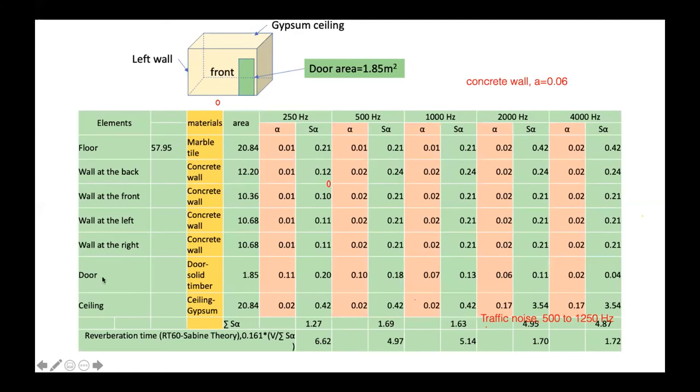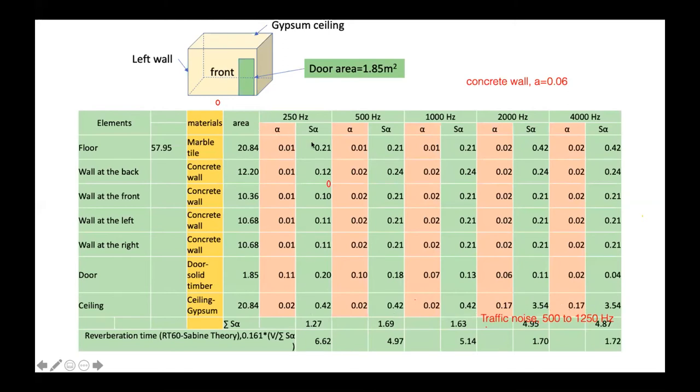Look here, the door. Except for the front wall, there's a door, and the door is wood. The door area is 185, put here, and put the absorption for the wood door, for example 0.11, 0.10, and so on. For the ceiling, this is a gypsum ceiling; just now we measured the gypsum ceiling, so this is the reading.